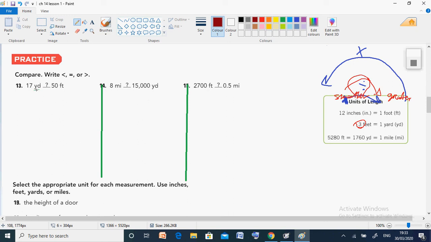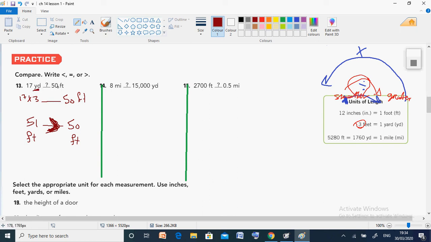I will convert from bigger to smaller. It's better because I am multiplying, I am not dividing. So 17 times 3 is 51 feet, or 50 feet. Now this is feet and this is feet. So 51 is greater than 50, right? I convert both of them to feet. So I will choose from bigger to smaller.